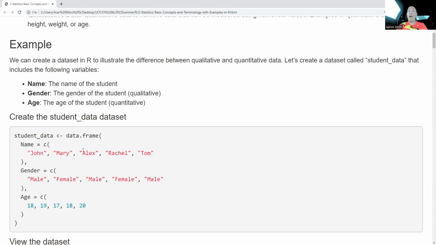All right, so now when I use the data.frame function, I'm going to name the column of data that I have, name the data field, and then here is a vector of the names that I want to correspond to the name column. Here are the gender values. So here's gender. This is saying that I want the column in the data frame to be called gender. And then here are the values I want to have. And then the age column of data will be 18, 19, 17, 18, 20.